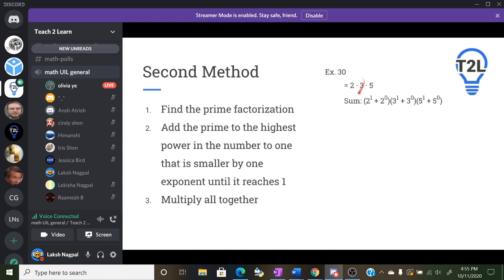Since we just have 2 to the 1, you subtract 1 and you get 2 to the 0. And so you multiply 2 to the 1 and 2 to the 0 with 3 to the 1 and 3 to the 0, because we see that 3 is also only to the first power. And so the only power that is below 3 to the first is 3 to the 0. And then the same for 5 to the 1. So then we get 2 plus 1 times 3 plus 1 times 5 plus 1. 3 times 4 times 6, and we get 72.